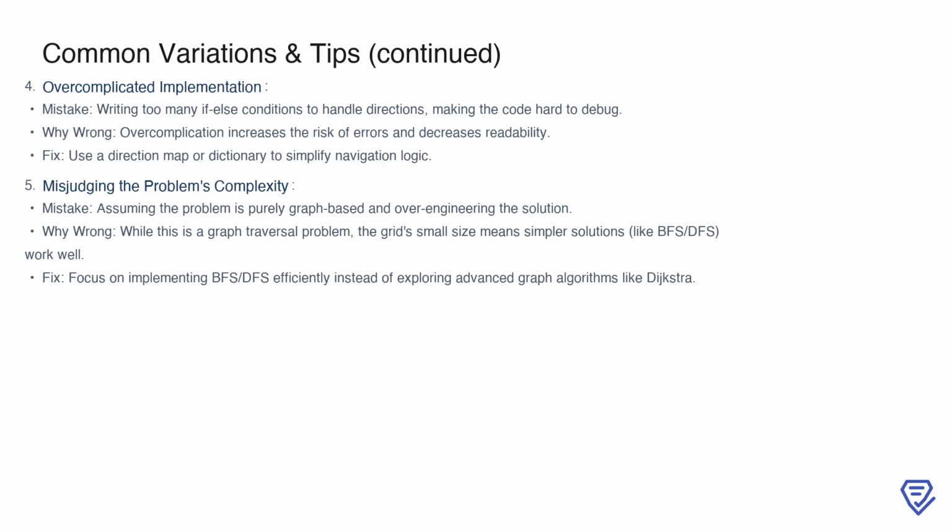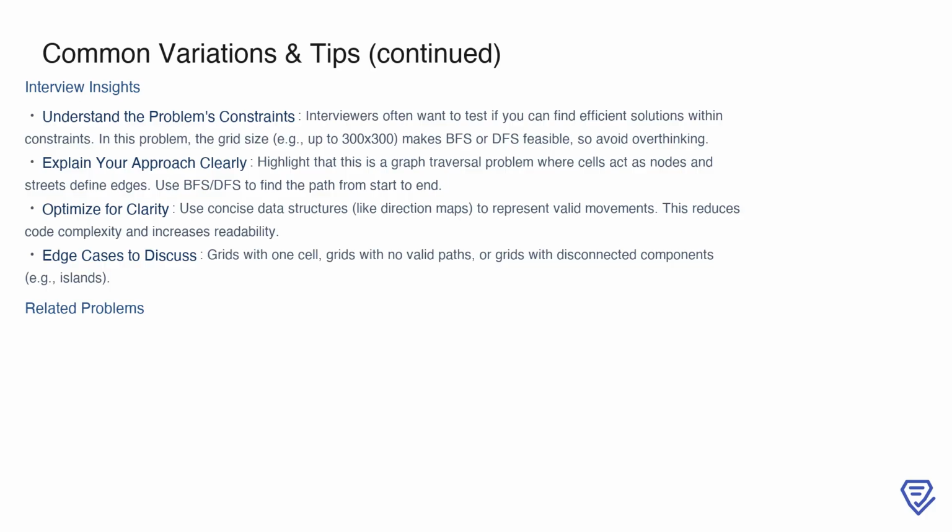In interviews, understanding the problem's constraints is crucial. For this problem, the grid size, which can go up to 300 by 300, ensures that BFS or DFS is feasible. There's no need to overthink or complicate your solution.